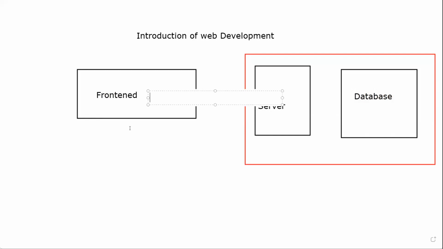So basically, front end is what you see. What you see on your website, on your browser, that's basically front end. Anything which you see with your eyes is basically front end. Like we are visiting this website, we are looking at it. This is basically front end. Nothing else.